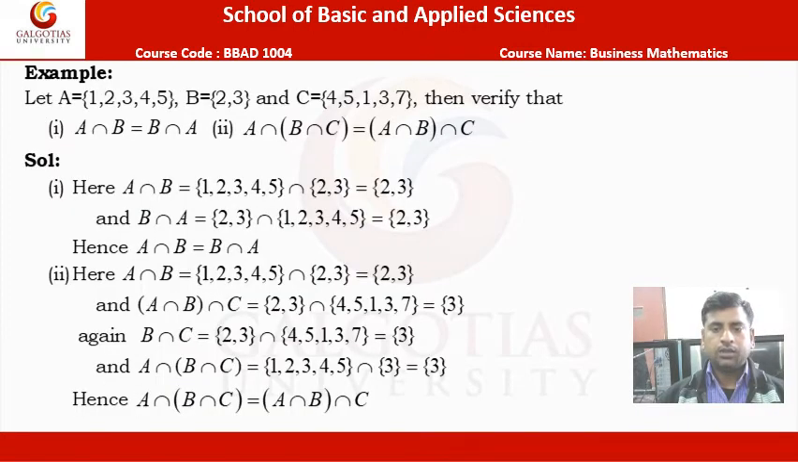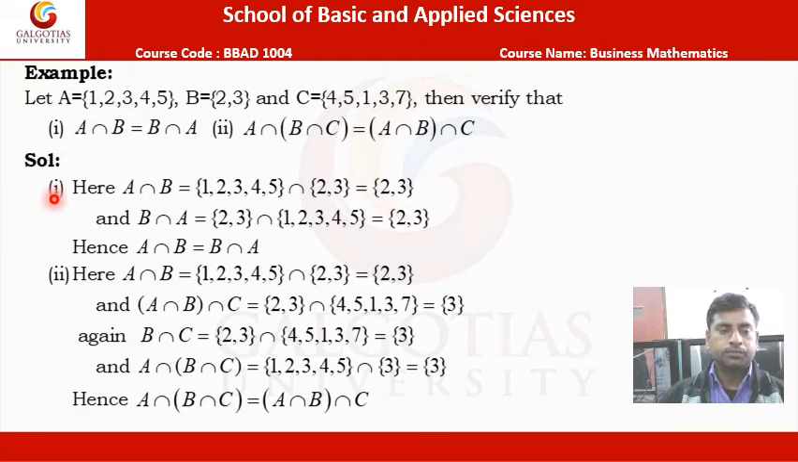Here we have another example. Set A contains the elements 1, 2, 3, 4, 5, set B contains the elements 2 and 3, and set C contains the elements 4, 5, 1, 3, 7. You have to verify A intersection B equals B intersection A, that is the commutative property of intersection, and second, the associative property of intersection.